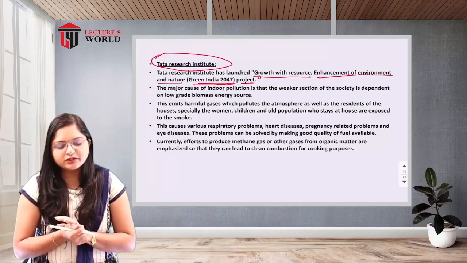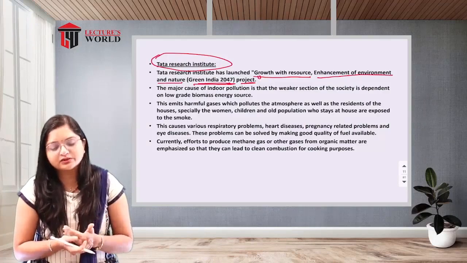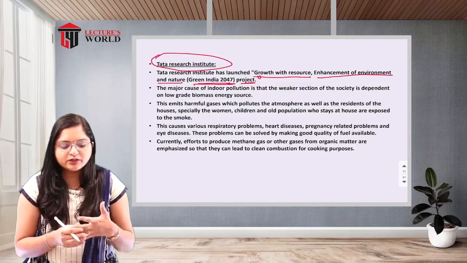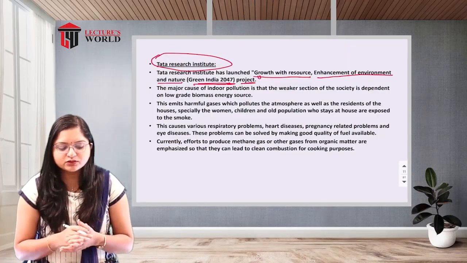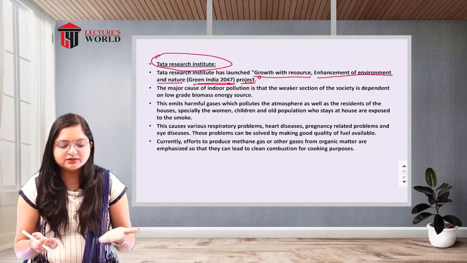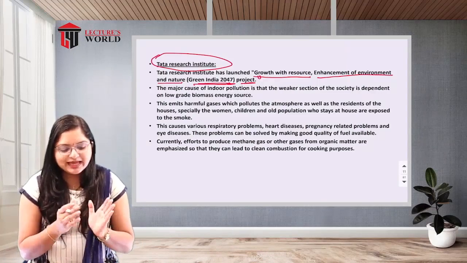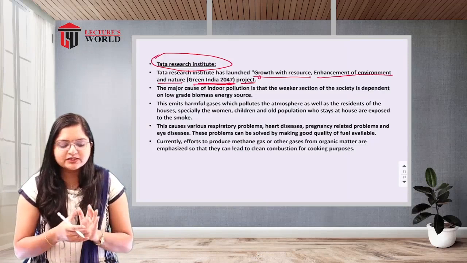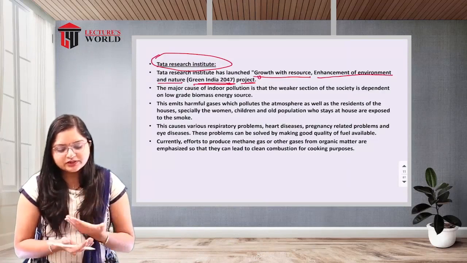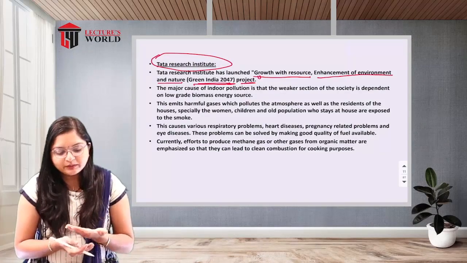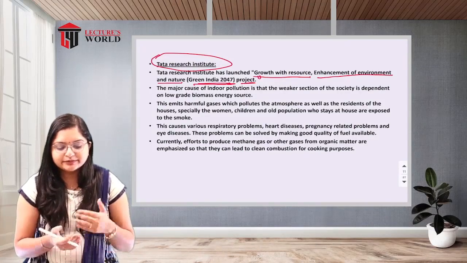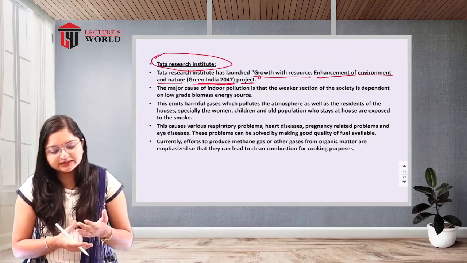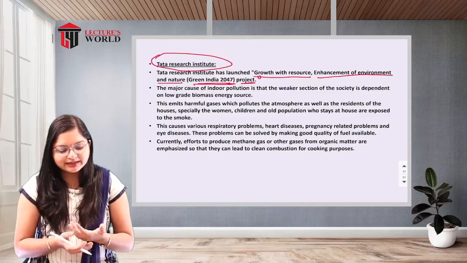The major cause of indoor pollution is that the weaker section of society is dependent on low-grade biomass energy sources. These emit harmful gases which pollute the atmosphere as well as the residents of the houses, especially the women, children and the old population, the geriatric people who stay at home. They are exposed to the smoke. This causes various respiratory problems, heart diseases, pregnancy-related problems, eye diseases, etc.